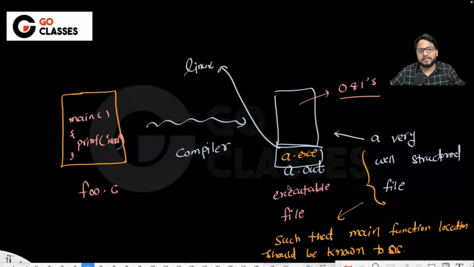No. The answer is no. Why? Because this a.exe has a certain structure which Linux might not know. This a.exe has a structure very particular to Windows, which Linux might not know. It is not about just renaming.